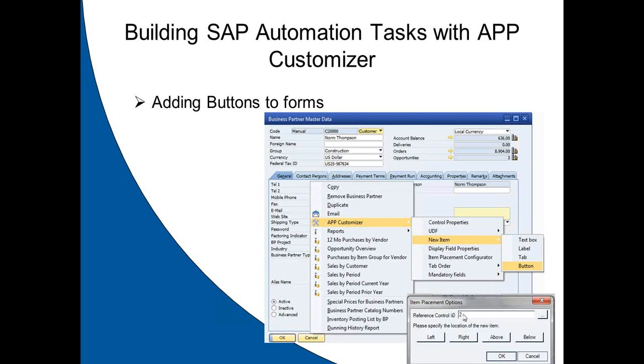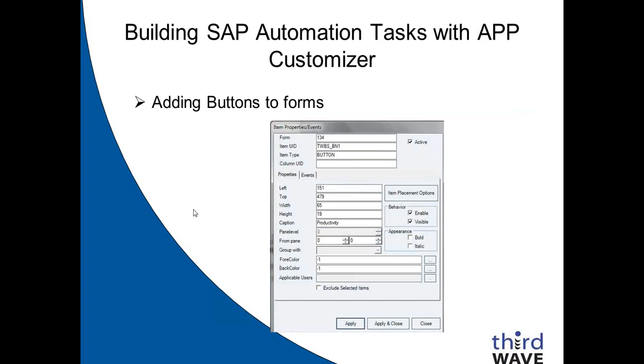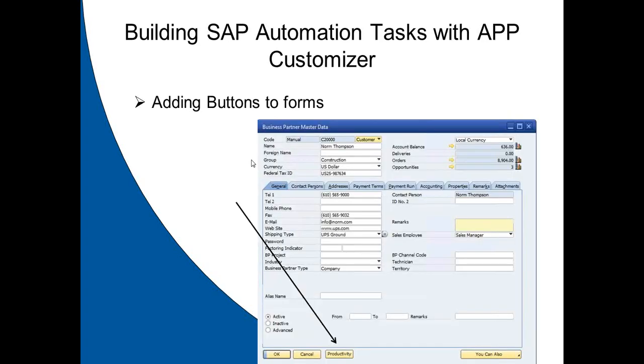And then once this comes up, you just say where you want to put the button. So we'll put it to the right of the cancel button. And then you get your item properties, and it's here that you can change the caption. And once you do that, the button is added to the form like you see here.